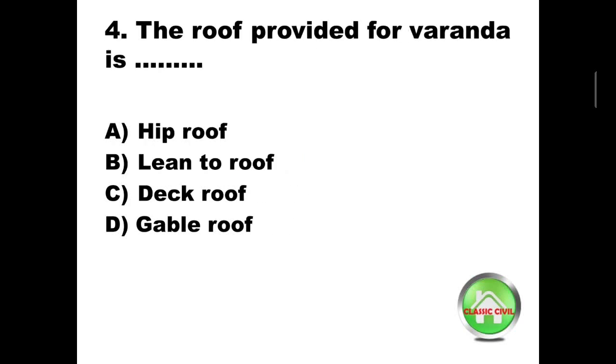Question number 4. The roof provided for veranda is dash. Option A, hip roof. Option B, lean to roof. Option C, deck roof. Option D, gable roof. The roof provided for veranda is. Answer. Option D, lean to roof.